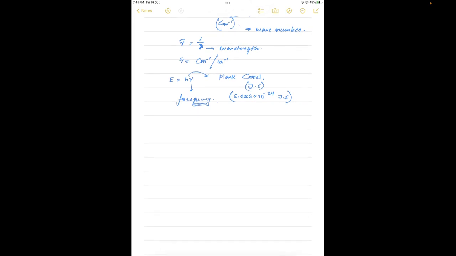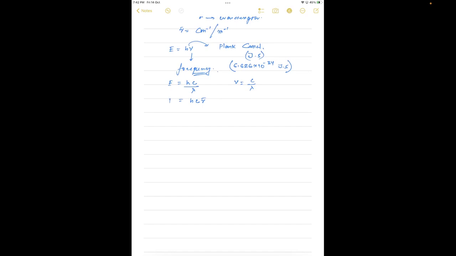Now often you can interconvert between these two. We know frequency nu equals c upon lambda, where c is the speed of light and lambda is the wavelength, and 1 upon lambda is nu bar, so it is actually h c nu bar. So E can also be expressed as h c nu bar. Now let's look at this: c times nu bar equals nu.